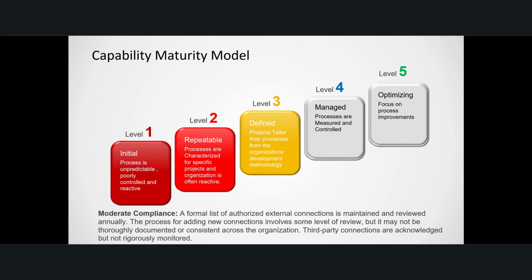The next level is defined, where projects tailor their processes from the organization's development methodology. This is a moderate compliance. A formal list of authorized external connections is maintained and reviewed annually. The process for adding new connections involves some level of review, but it may not be thoroughly documented or consistent across the organization. Third-party connections are acknowledged, but not rigorously monitored.